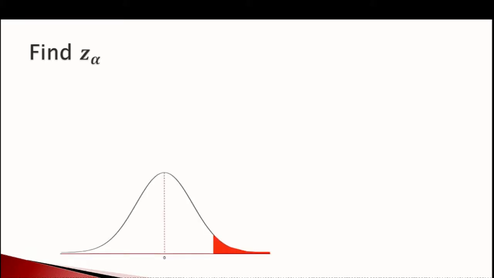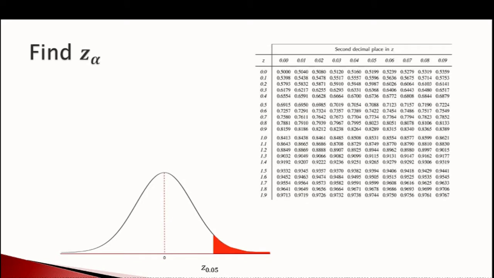Okay, so let's go into the first example on how to find z sub alpha. In this problem, I'm interested in finding z sub 0.05. So here, my alpha is 0.05, or the shaded area to the right of z sub 0.05 is 0.05.